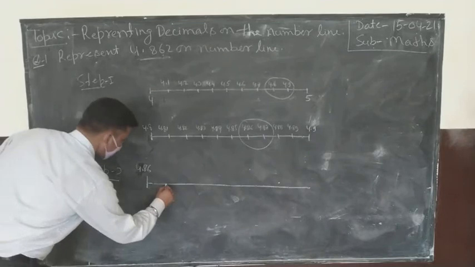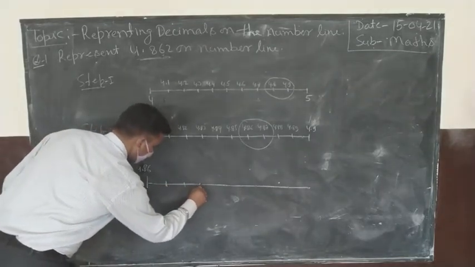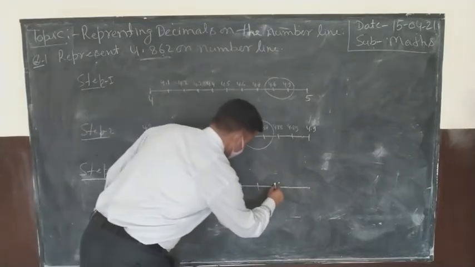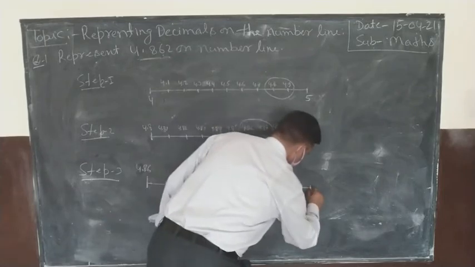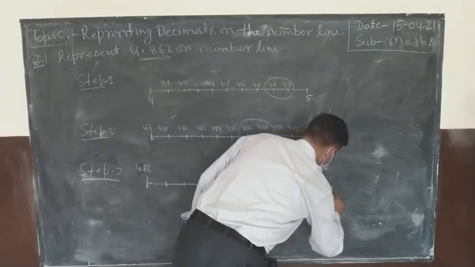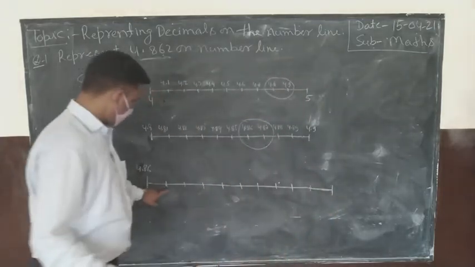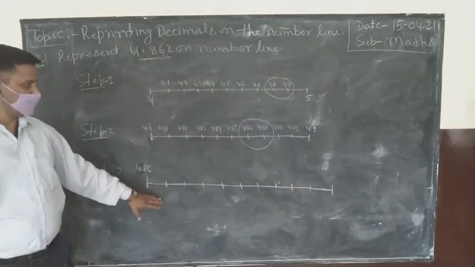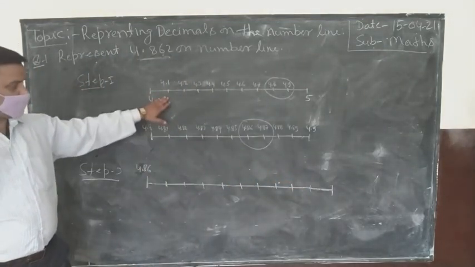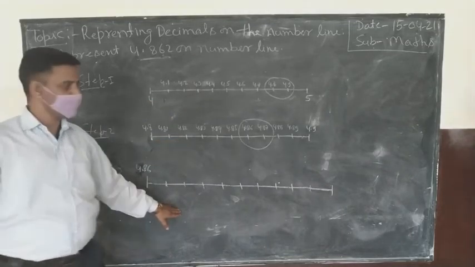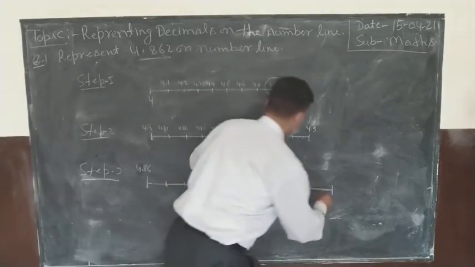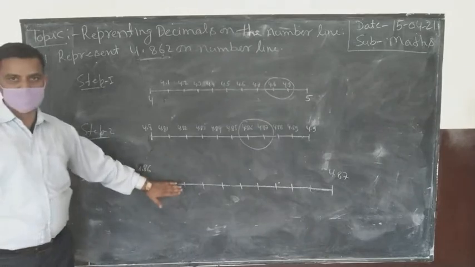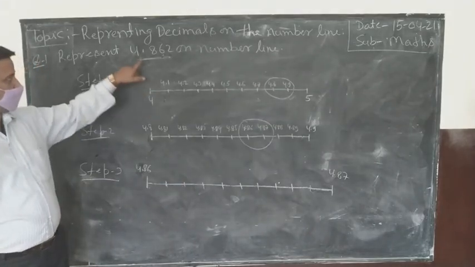Again similarly you divide this line into 10 equal parts: 1, 2, 3, 4, 5, 6, 7, 8, 9 and 10. These are 10 equal parts, similar to the earlier lines. Then the ending part here is 4.87. This is your last step. The first step was according to 4.8.